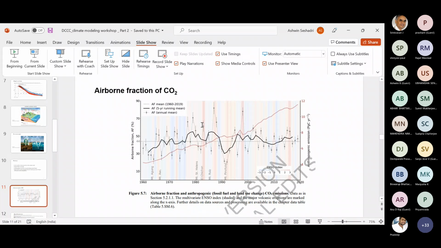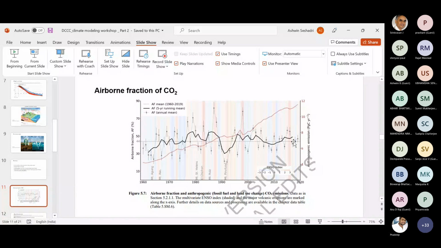There's a lot going on in this figure, but I want to focus on a basic message: about half, actually about 44%, which is this line which shows the average, of CO2 emissions has remained in the atmosphere. This is called the airborne fraction. It's what fraction of CO2 emissions remains in the atmosphere at a given time.